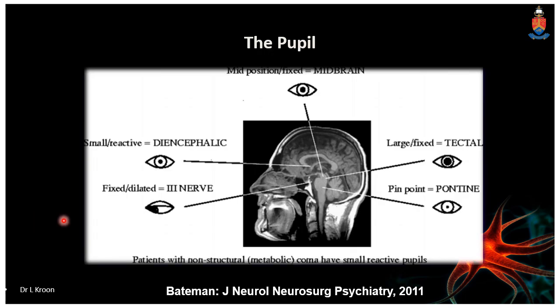So the pupils are very important in helping you to localize the lesion. Midpoint fixed pupils will indicate a midbrain lesion. Large fixed pupils will likely indicate a tectal lesion. Pinpoint pupils will indicate a pontine lesion. Fixed and dilated pupils, either bilaterally or in one eye only, may localize to a third nerve palsy. And then finally, small reactive pupils may indicate a diencephalic injury in patients with coma.